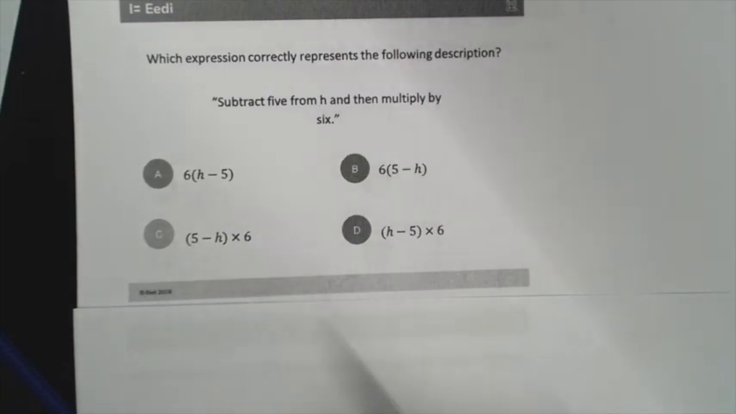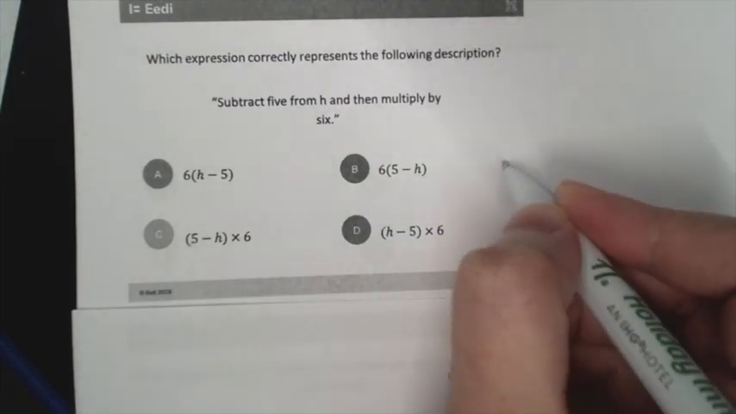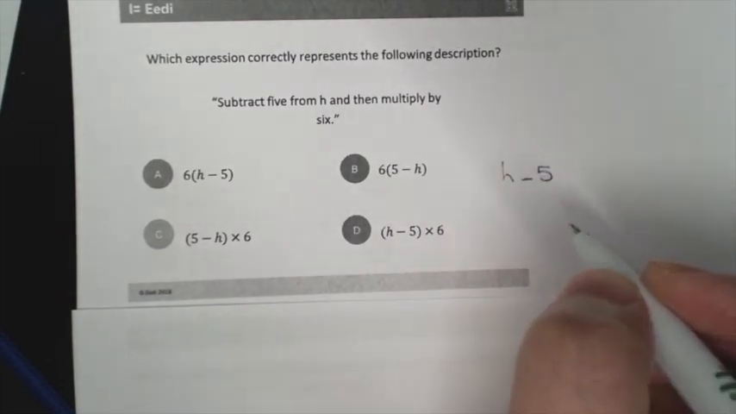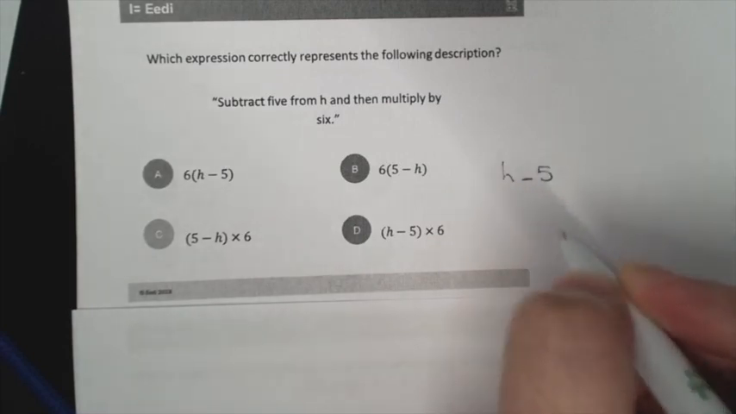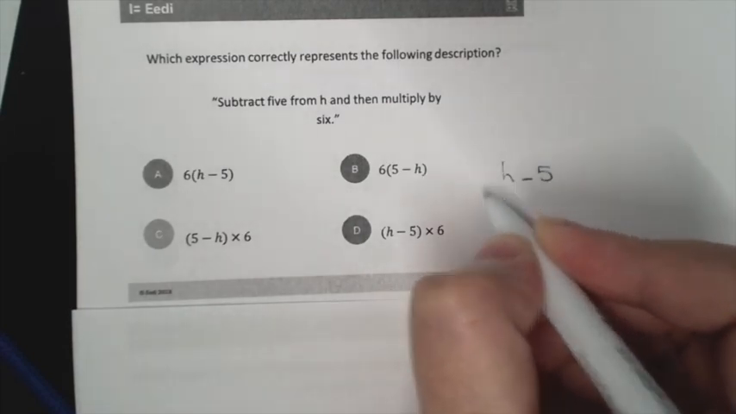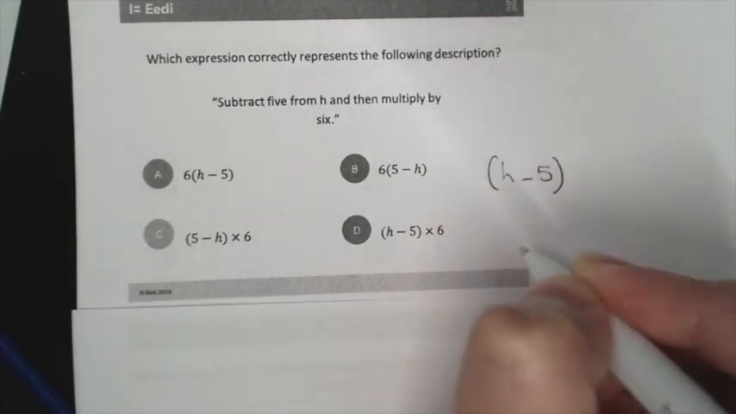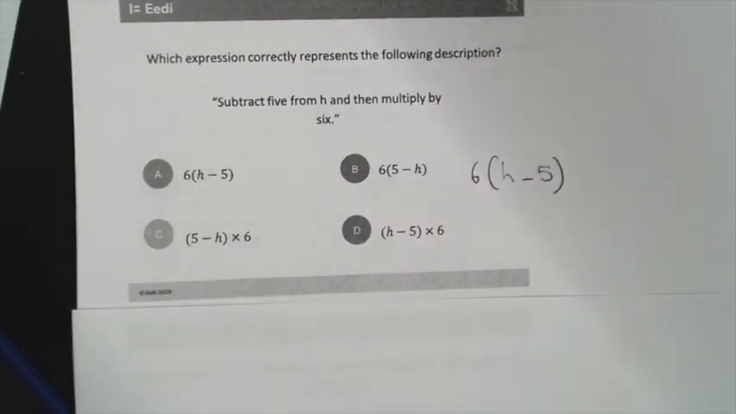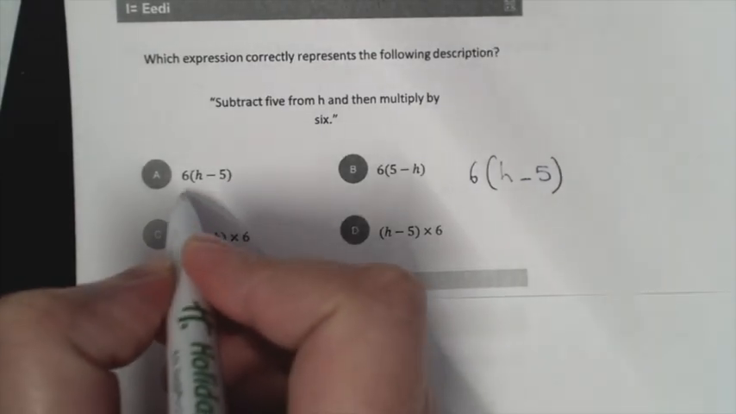Which expression correctly represents the following description? Subtract 5 from h and then multiply by 6. So what are we really doing? We're subtracting 5 from h first to get h minus 5 and then multiply the entire thing by 6. So if I want to multiply this whole thing by 6, I need to multiply the entire thing by 6. If I look now at the options that I have, the correct answer is A.